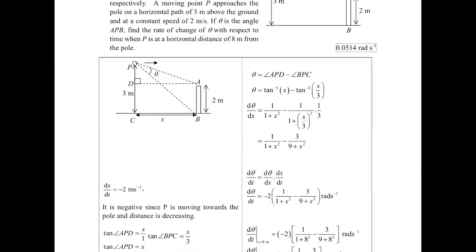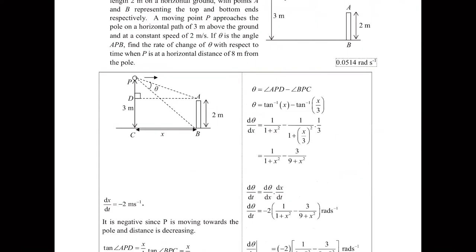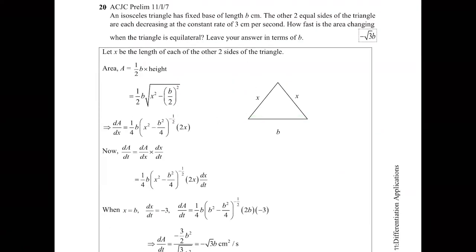So you have an isosceles triangle that has a fixed base of length b. The other two sides of the triangle are each decreasing at a constant rate of 3 cm per second. So we should draw in the two other sides. And since it is an isosceles triangle, those two sides must have the same length. So we denote them with a letter x because we don't know their length. Then they are each decreasing at a constant rate of 3 cm per second.